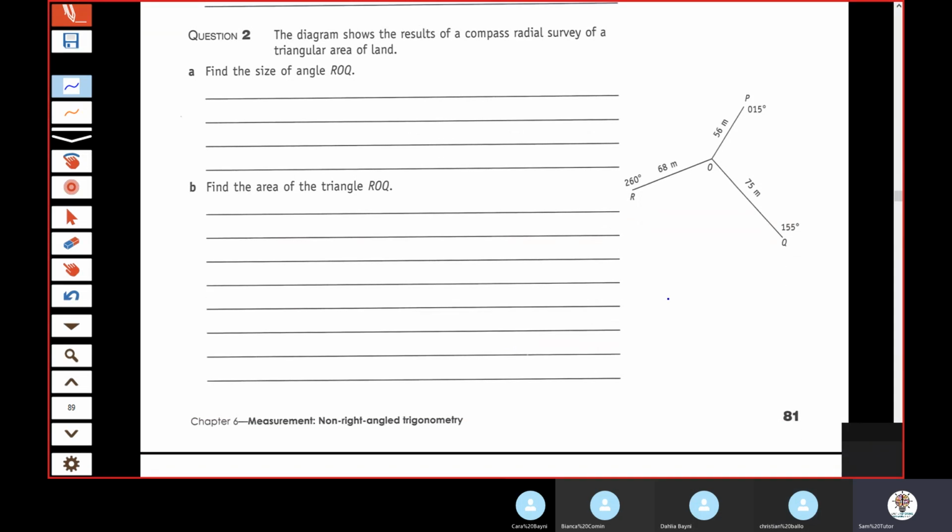Again, how do we read this? Look, there's your north. There's your east and west. That's 15 degrees.